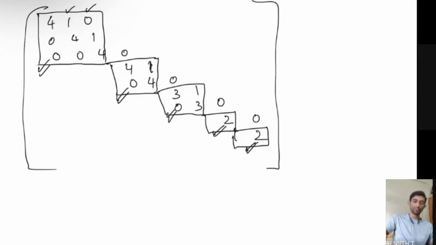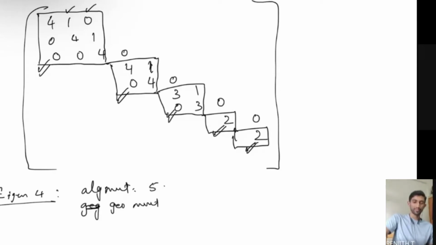Okay, so eigenvalue 4 you are considering. What is its algebraic multiplicity? 5. It will be 4 times how? Sorry, 5 is the algebraic multiplicity. What will be the geometric multiplicity? Geometric multiplicity is the number of eigenvectors corresponding to that.